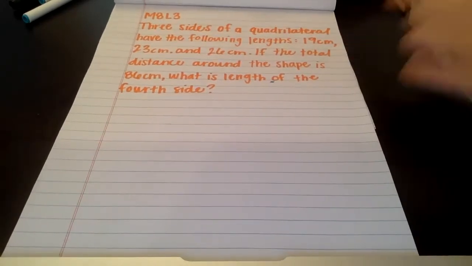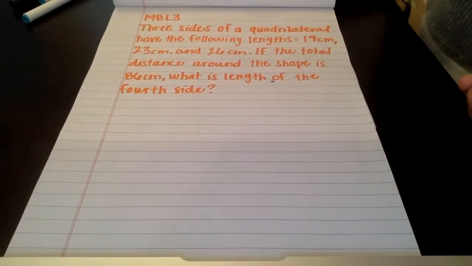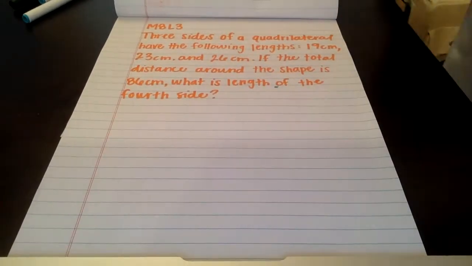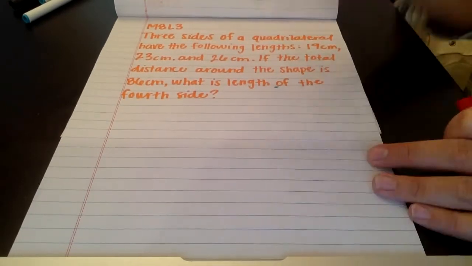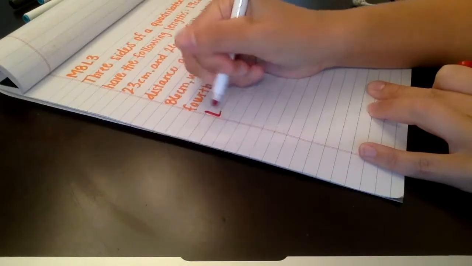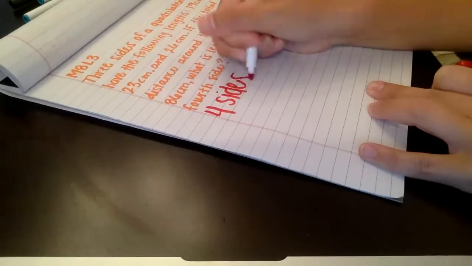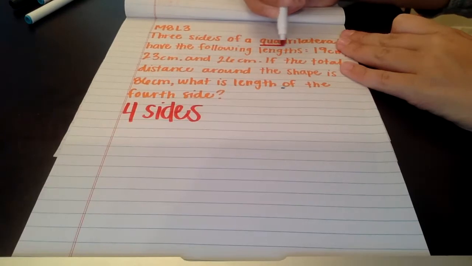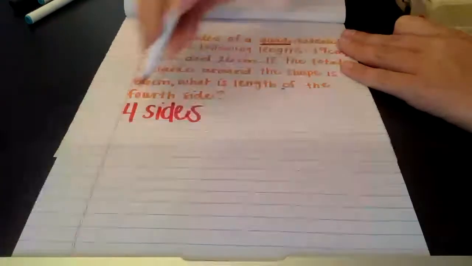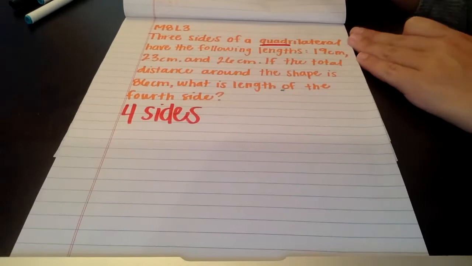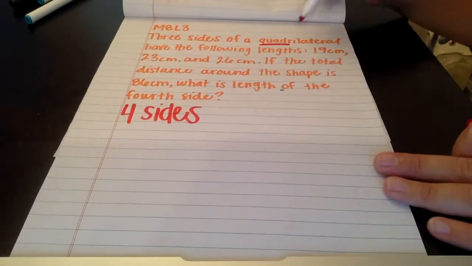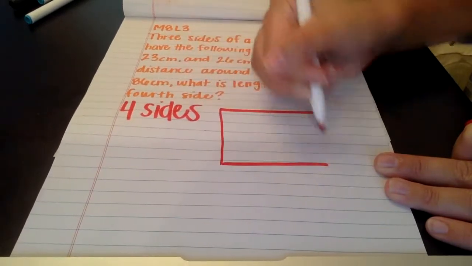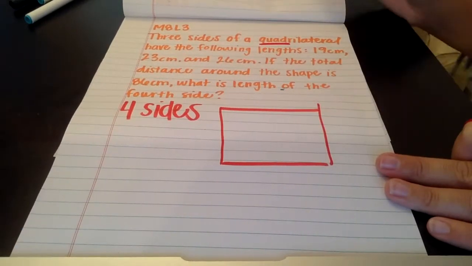Three sides of a quadrilateral have the following lengths. Now, hopefully you've learned on Zern that a quadrilateral is a shape with 4 sides. So I'm going to write myself a note right here, 4 sides. Because the word quad means 4. So that's how you can always remember that. If our shape is a quadrilateral, that means it has 4 sides. So I'm just going to draw a shape with 4 sides. 1, 2, 3, 4.